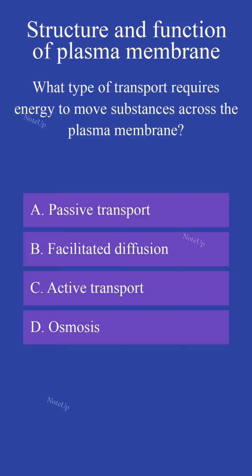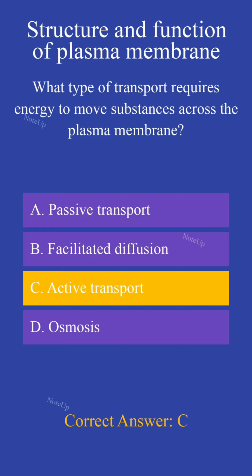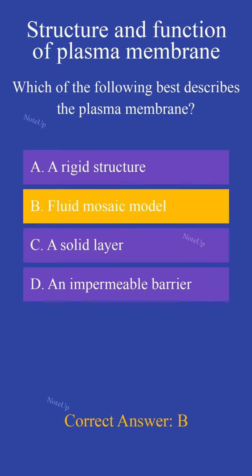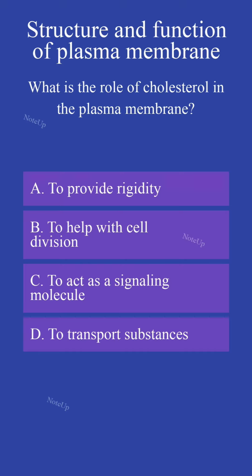What type of transport requires energy to move substances across the plasma membrane? Active transport. Which of the following best describes the plasma membrane? Fluid mosaic model.